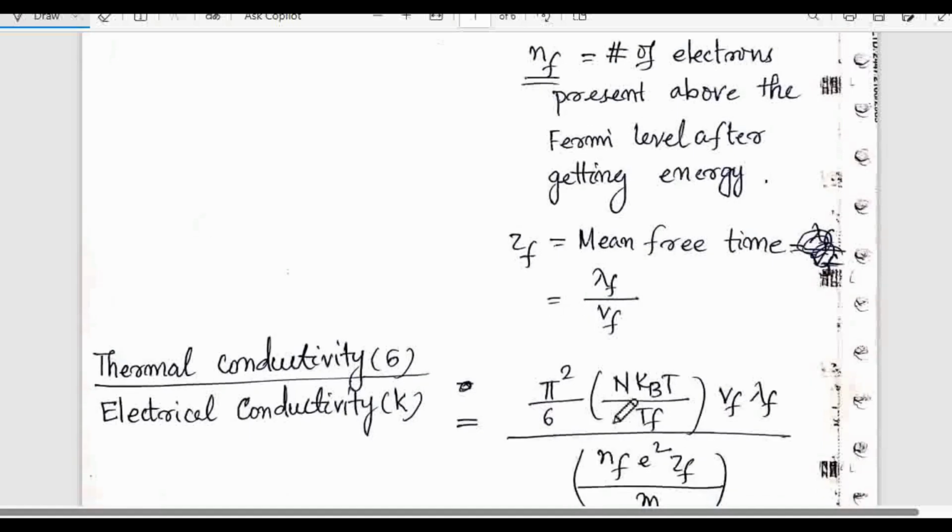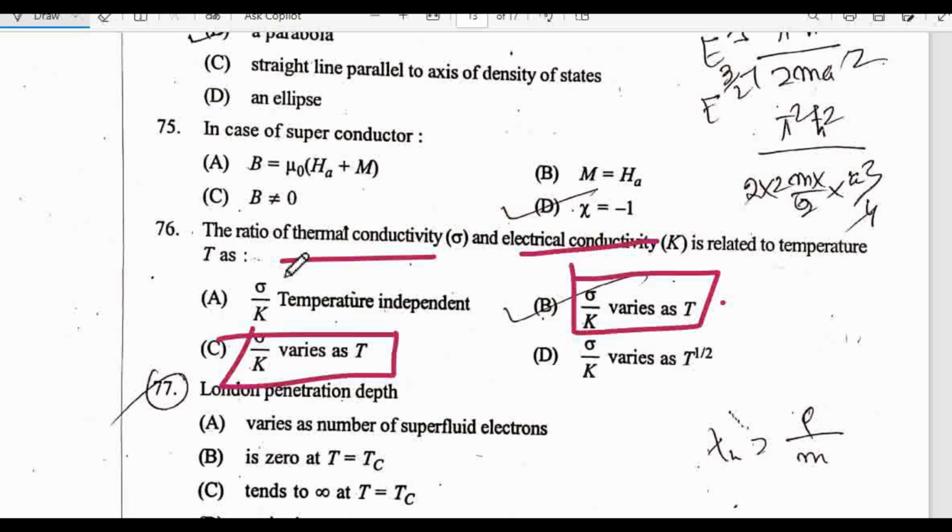So take the ratio sigma by K. But before that, you should notice that in physics, generally thermal conductivity is denoted as K and electrical conductivity is represented as sigma. But in this question, the notation has been altered. So we have to go with the representation that the question has mentioned.